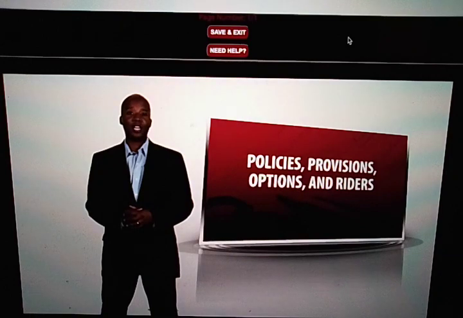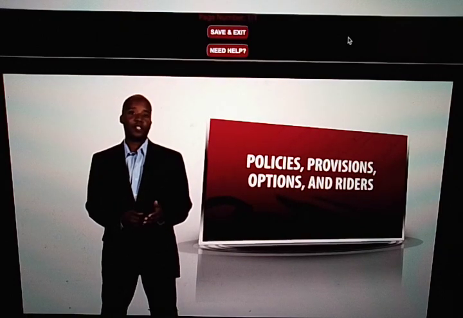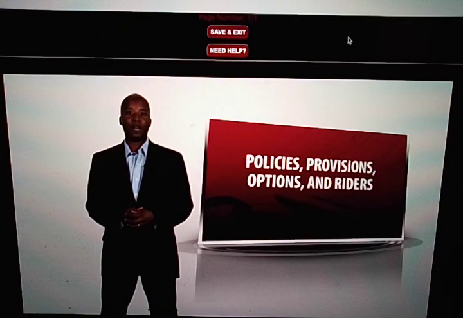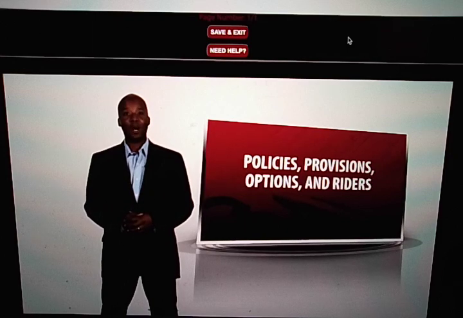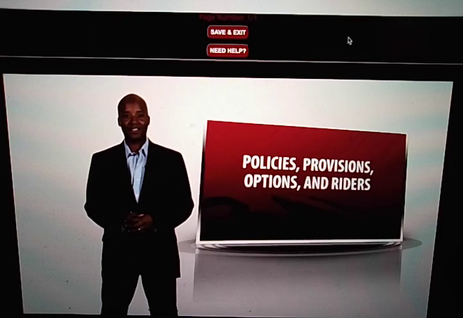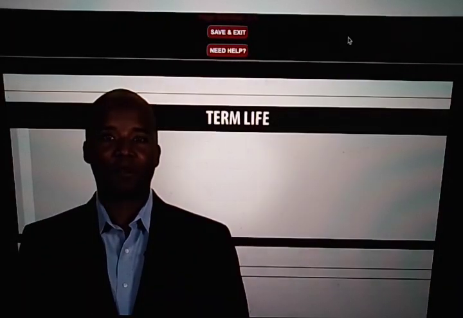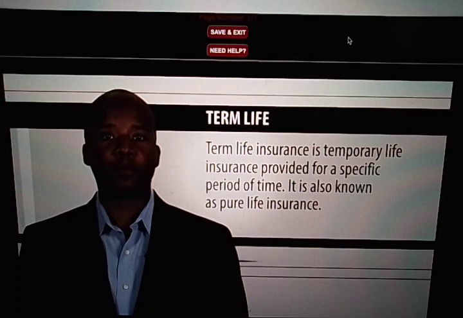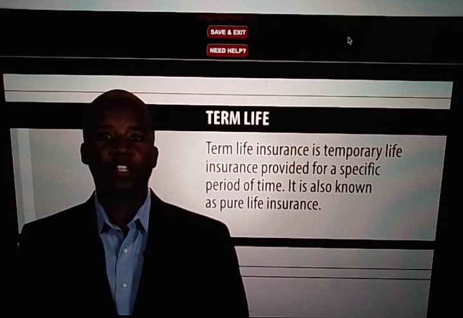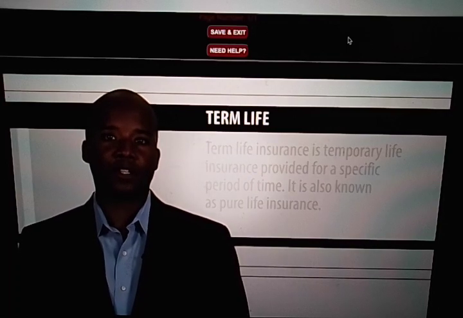You have now learned the key concepts of policies, provisions, options, and riders. Let's review some of the key areas from this section that will help you prepare to pass. Term life. Term life insurance is temporary life insurance provided for a specific period of time. It is also known as pure life insurance.